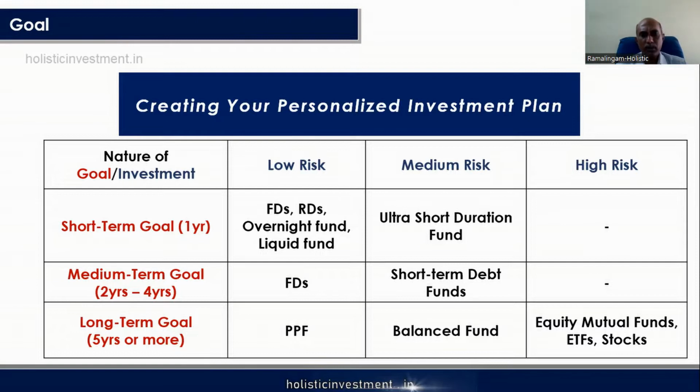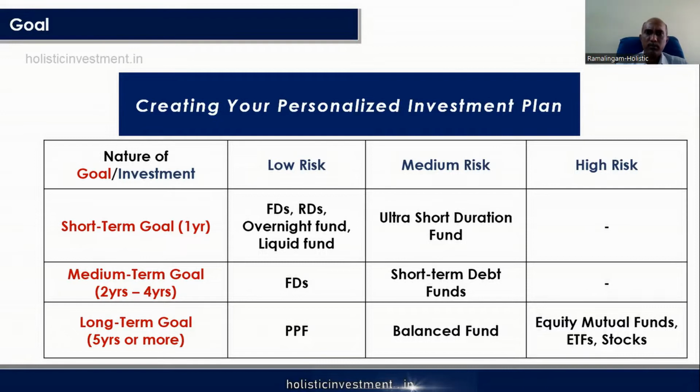For a medium term goal, FDs would be a better option. And for long term goals, again, you are a low risk, completely risk averse investor, you can go for PPF. Remember, PPF has got a lock-in period of 15 years. Though partial withdrawal is available earlier, for a low risk or no risk investor, these are all the investments available, both for short term, medium term, and long term.